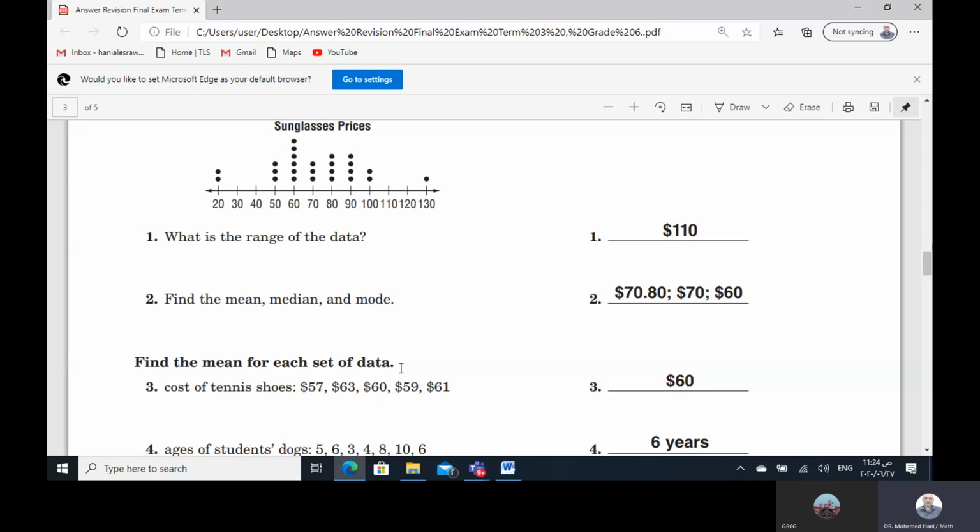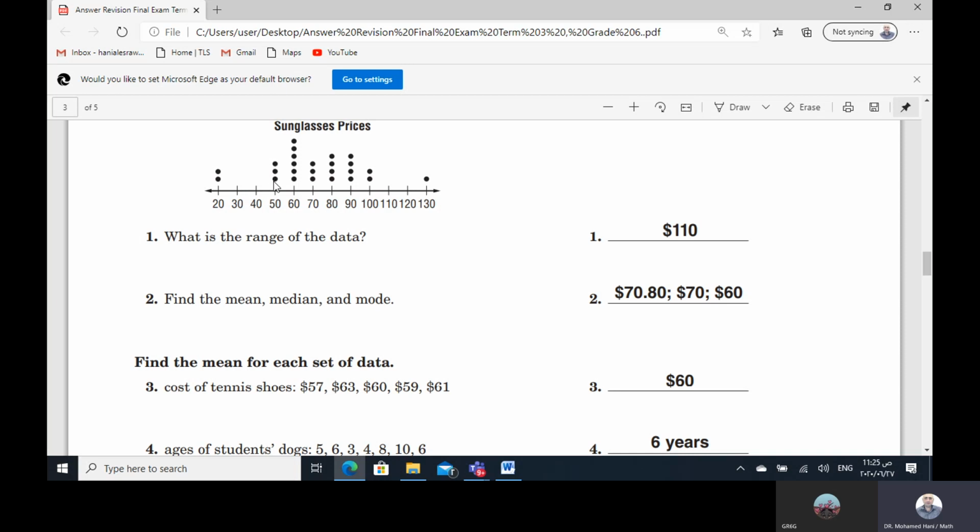Now here we have a line plot. The first step, find the data from the figure. Here we have 20, and above 20 we have 2 points, meaning 20 is repeated 2 times. Here 30, but no point, meaning we have a gap, no value.